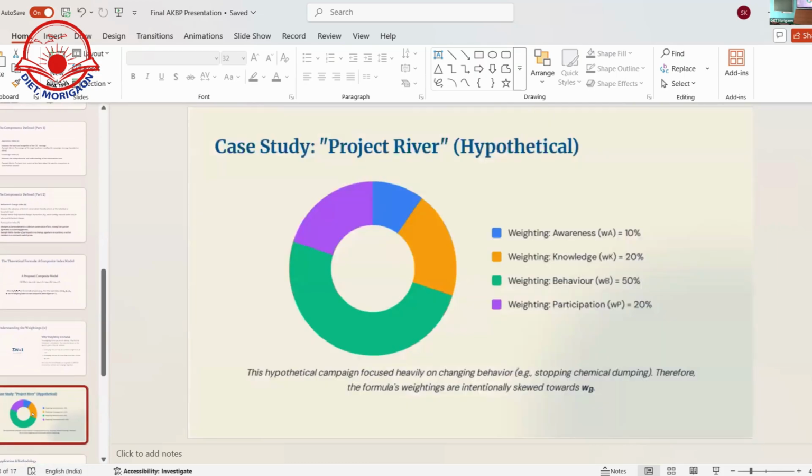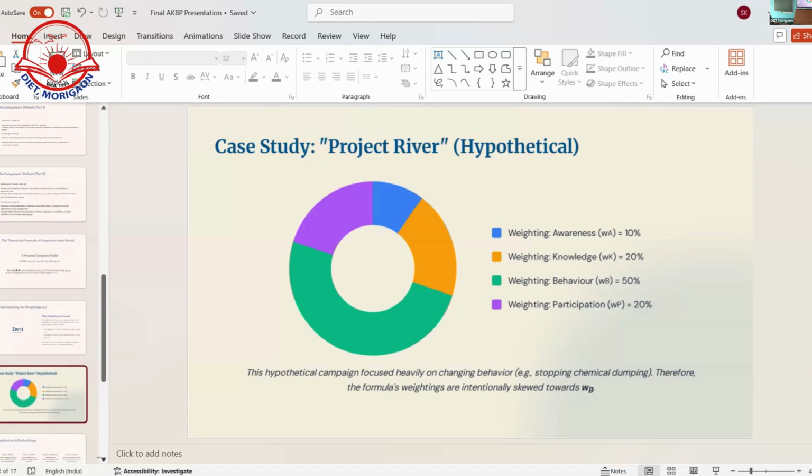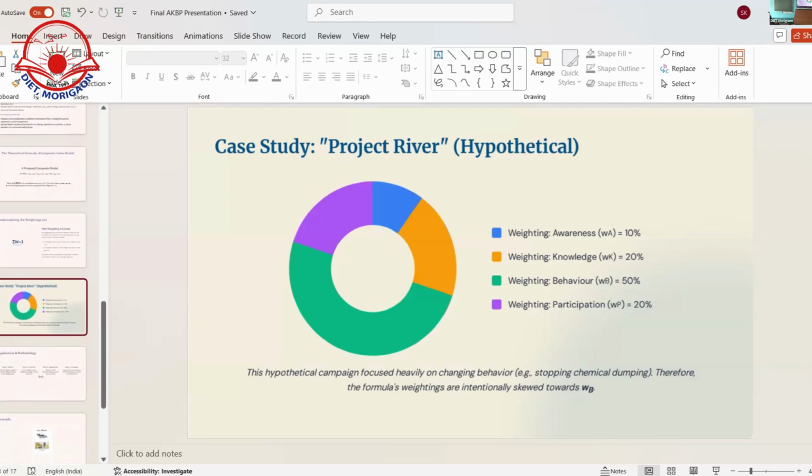So if we talk about the conservation or restoration of a river which is about to go extinct in a modern age due to erosion, siltation, or some other factors, here we can cite an example: weighting awareness is 10%, knowledge is 20%, behavioral change among the people is 50%, and participation is 20%. So it is just an example. So we can measure the things in that way.